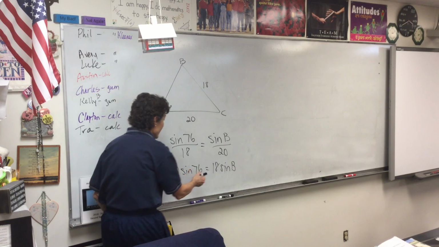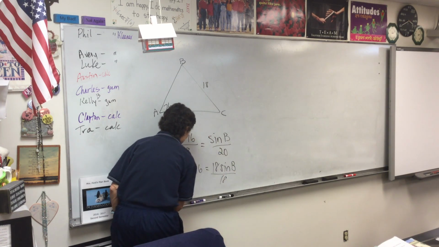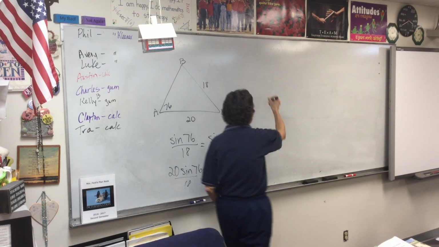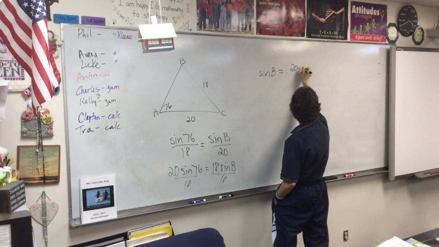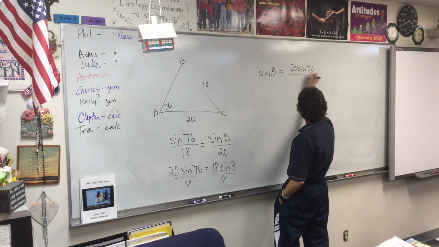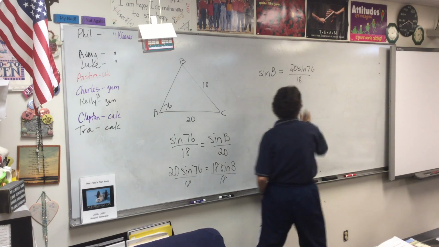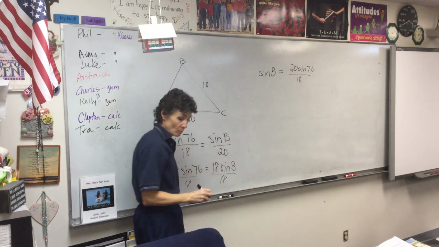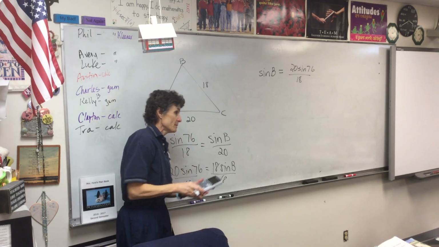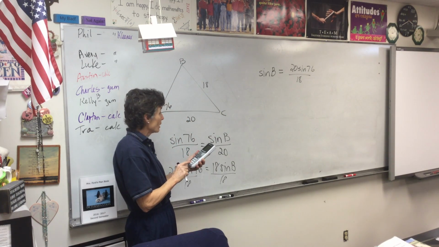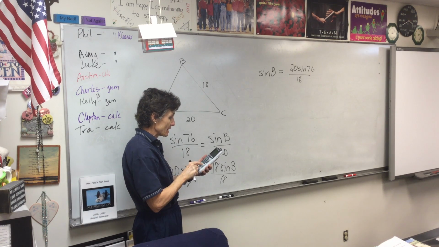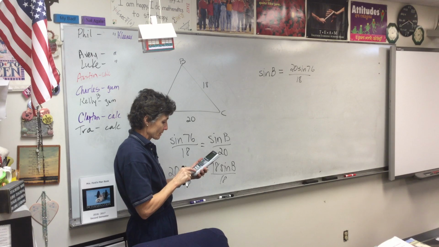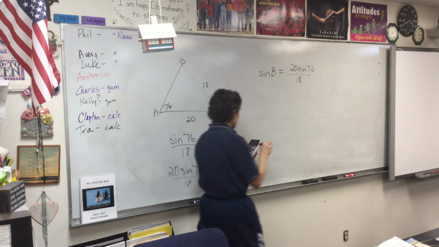So then we'll divide by 18. I'll go to my calculator. Now I know sine B is 20 sine 76 divided by 18. All right, let's type that in. We're going to get a decimal. Type in 20 sine 76 divided by 18. I get 1.0781.